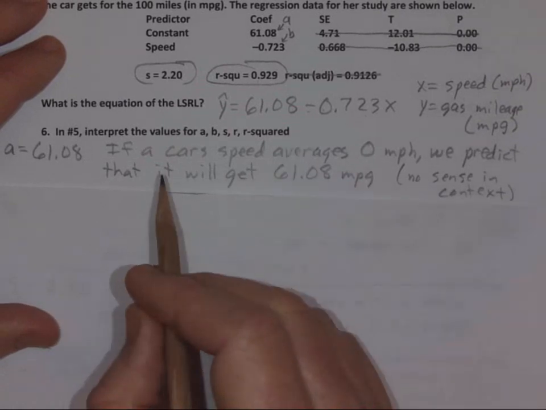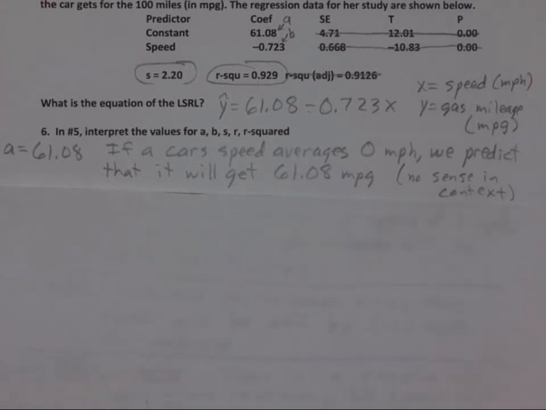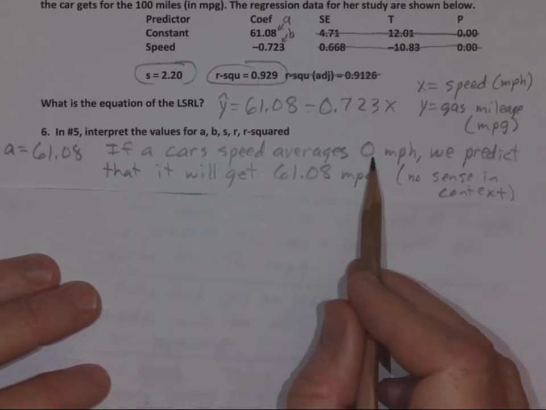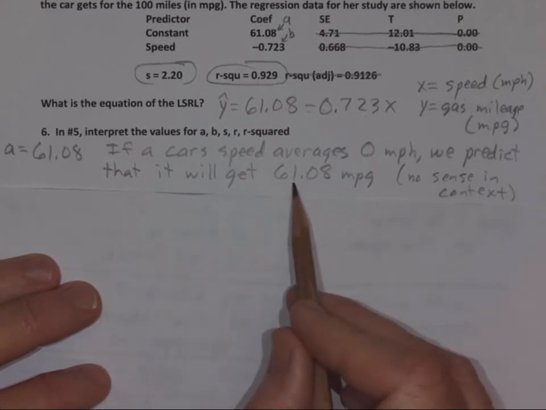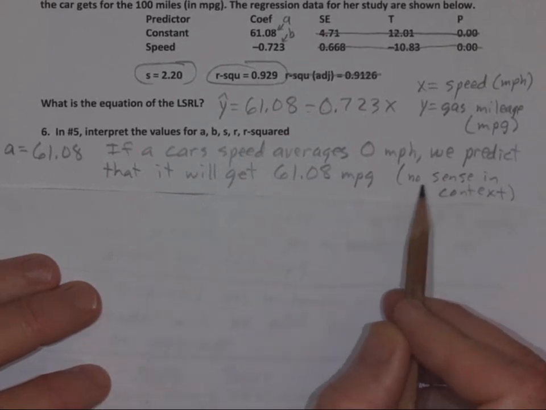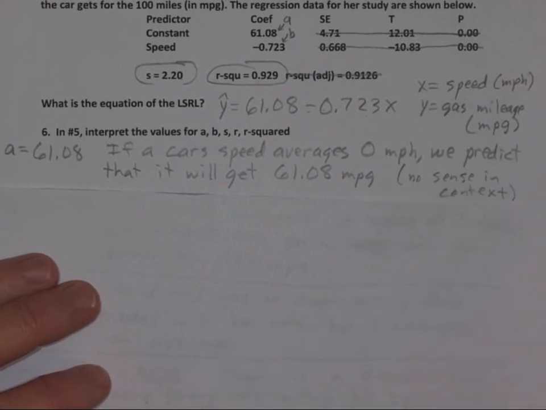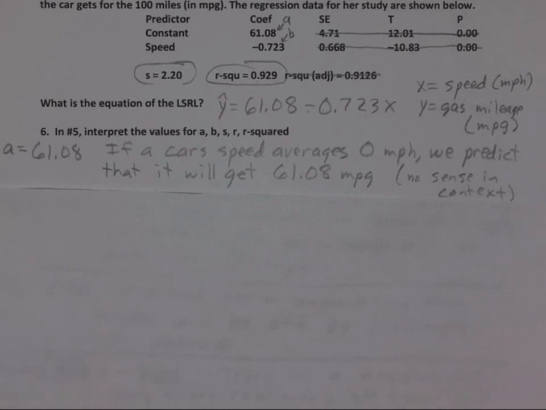So first of all is a. What is it? It is the y-intercept. And what is a y-intercept? The y-intercept is what we predict y is going to be when x is 0. But we can't just say x and y. We've got to say the variables. So if a car's speed averages 0 miles per hour, we predict that it will get 61.08 miles per gallon, which in this case doesn't make sense in this context. And that happens a pretty decent amount with the y-intercepts.